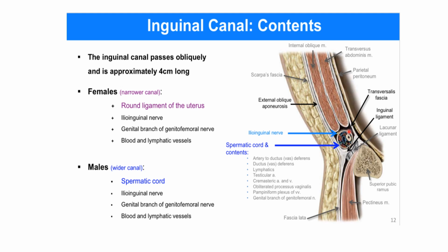And here you can see this is the posterior wall made up of fascia transversalis, and this is the anterior wall made up of external oblique aponeurosis. And here you can see the floor made up of inguinal ligament and enhanced by the lacunar ligament over here. So this is the ilioinguinal nerve running inside the inguinal canal along with the spermatic cord, but not inside the spermatic cord.